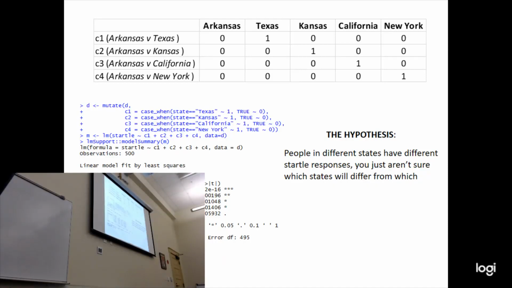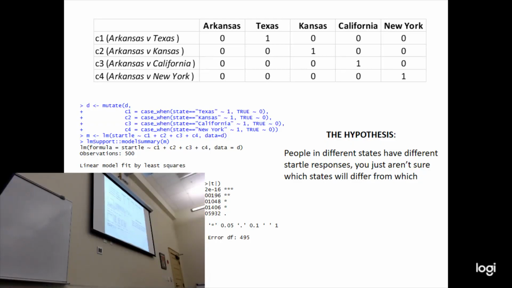You have one group of two states compared to each other, then another two states, and then another two states, and then the final two states. Absolutely. So I could take pairs of groups and average them together, and then code them 1, 0.